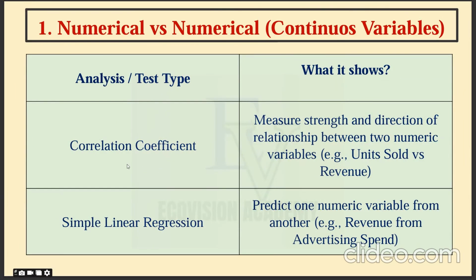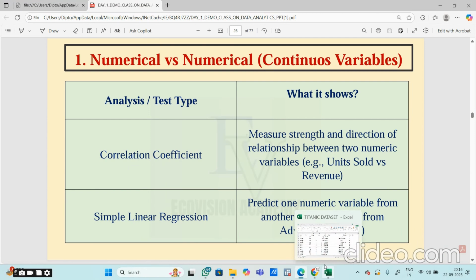You can find out the correlation coefficient. You can also do simple linear regression. Correlation coefficient tells us the association between two variables, whether they are positively related to each other, or negatively related to each other, or not related to each other. It is told by the correlation coefficient value. If the value is positive, they are positively related. If it is negative, they are negatively related, and if it is 0, they are not related at all.